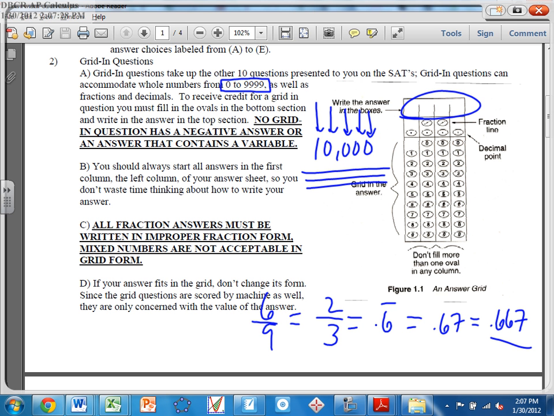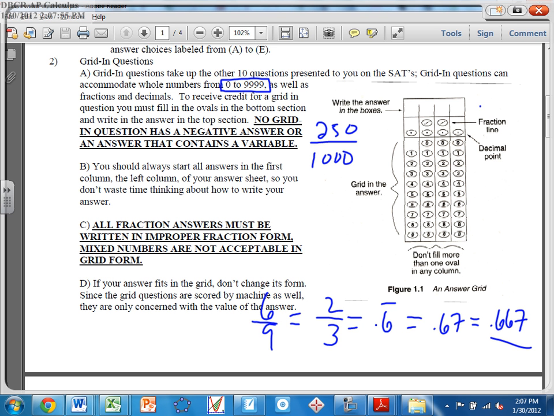Now, notice there's no negative sign either. So your answers must be positive. They must be positive here. If you were to get an answer for one of your problems, and let's say it wasn't 10,000, but let's say it was 250 over 1,000. Well, I can't enter that in there. That's too many spots. I would need 8 spots. 3 for the numerator, 1 for the fraction line, and 4 for the denominator.